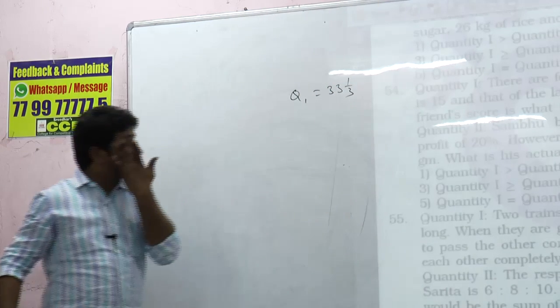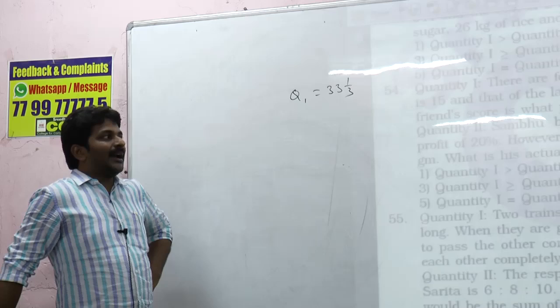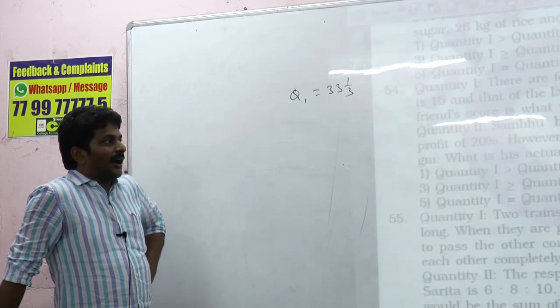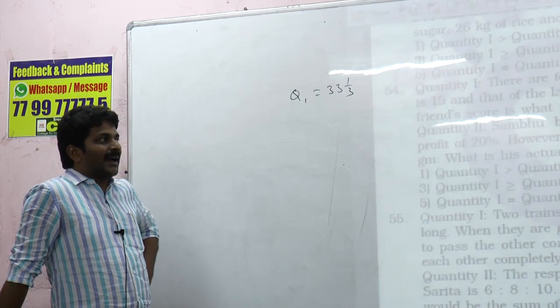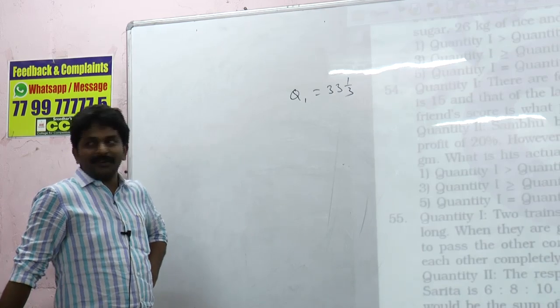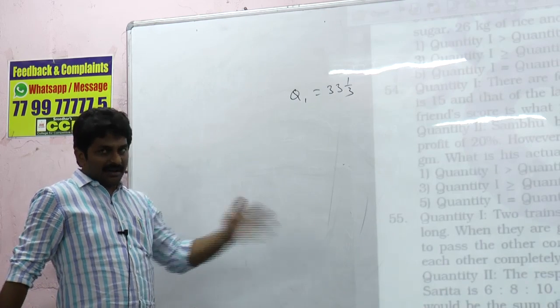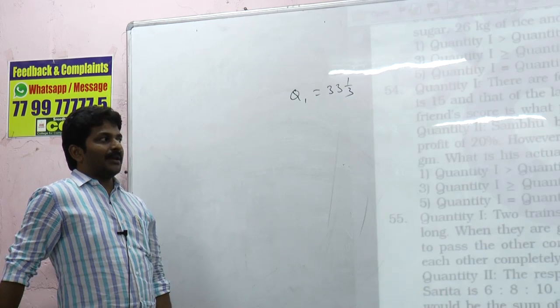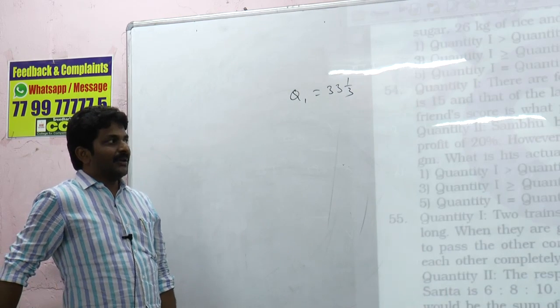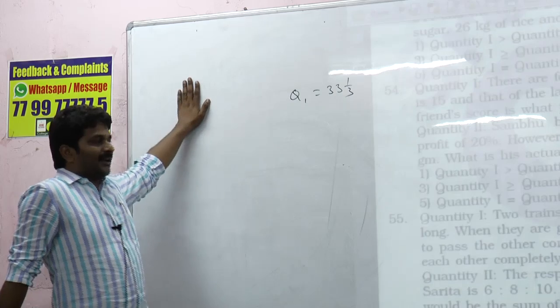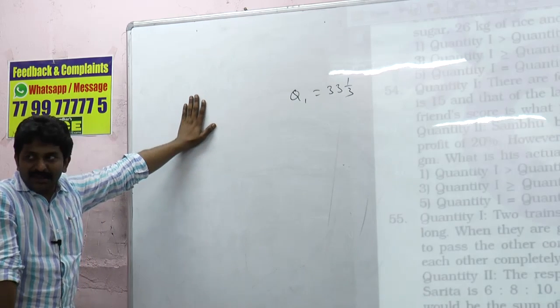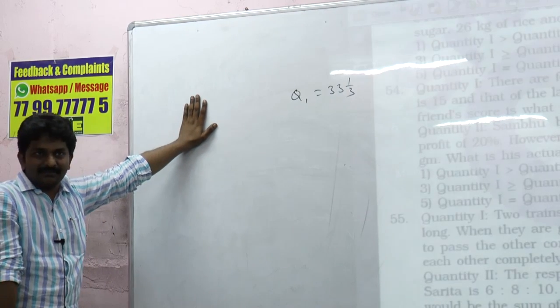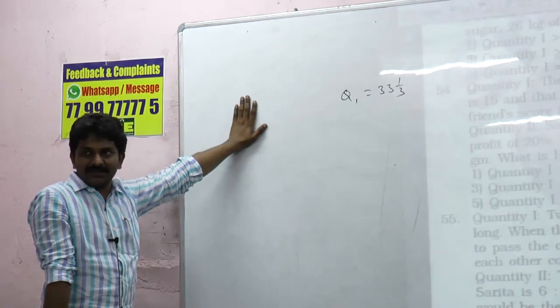Next quantity 2. Shambhu buys rice at 10 rupees per kg and puts a price tag on it, so he has to earn a profit of 20%. So he is already getting 20% profit. However, his faulty balance shows 1000 grams when it is actually 800 grams. So in the sense, he is giving 800 grams instead of 1 kg. What is his actual gain percentage?